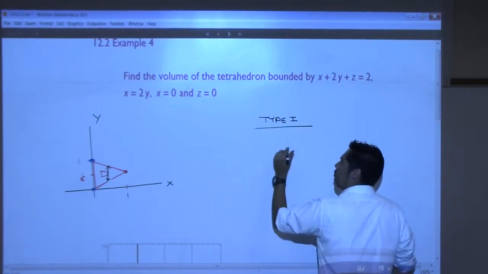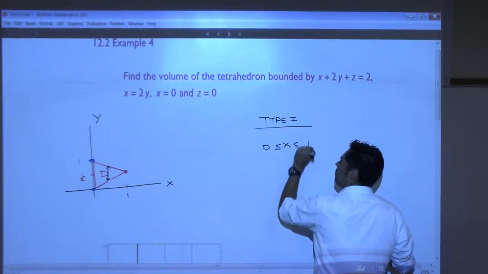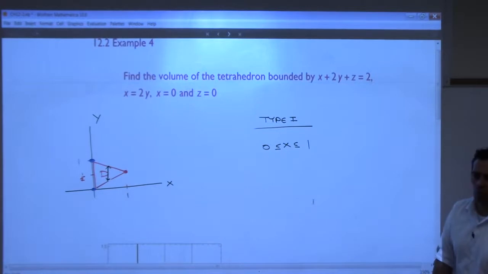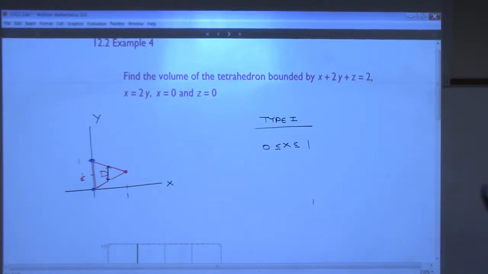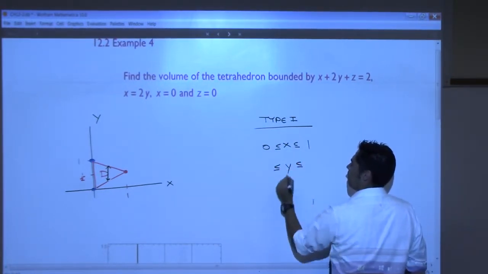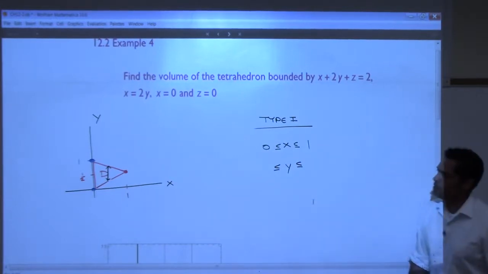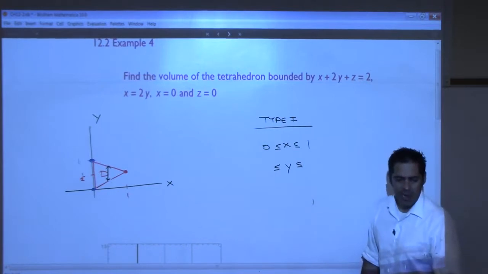I didn't do this before, but I'm going to go ahead and put my restrictions that I know. I know x is restricted between 0 and 1. Now, I didn't do this before. I'm just showing you a different sort of approach, different notation. All right? Now, what's your restriction on y? It has to be a function. This is a type 1 region.